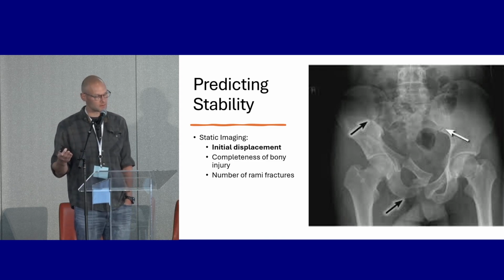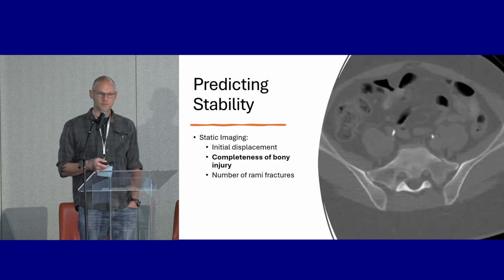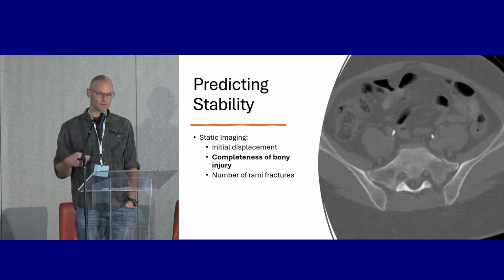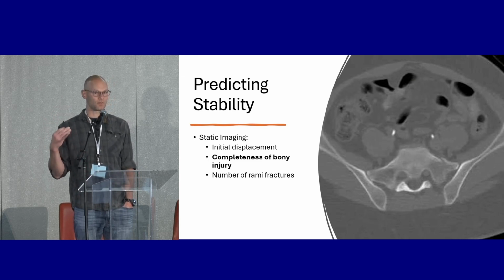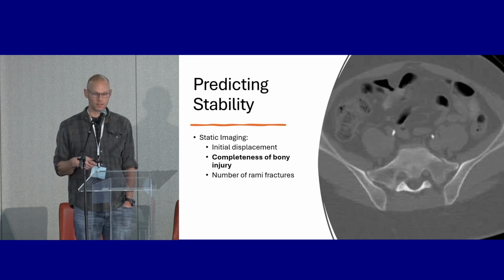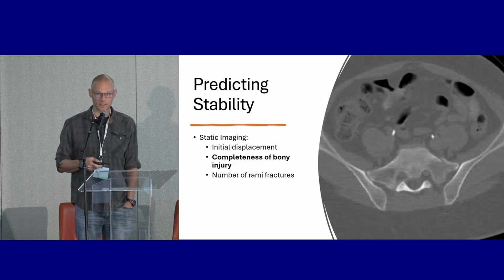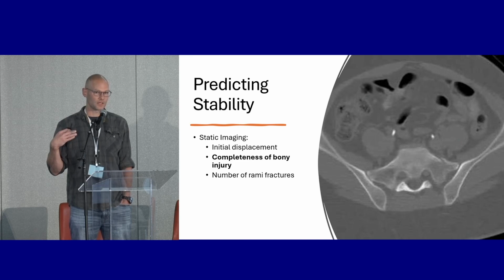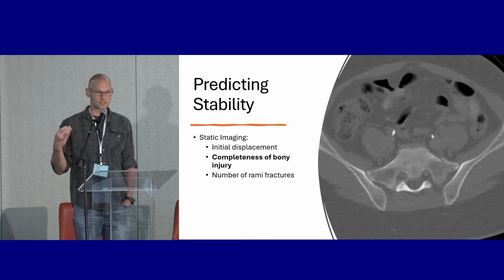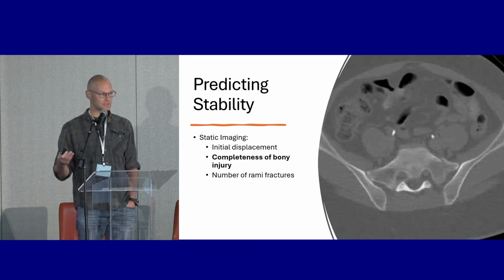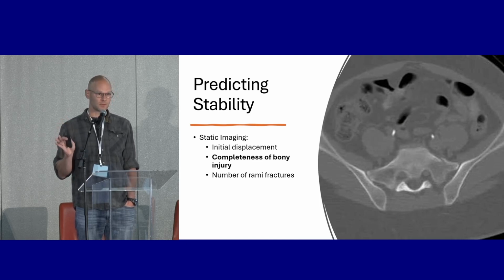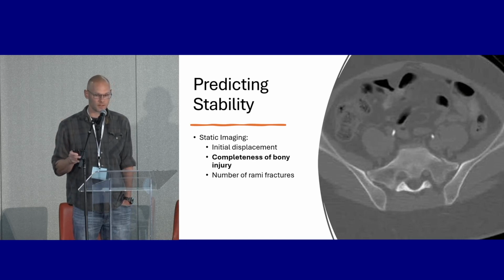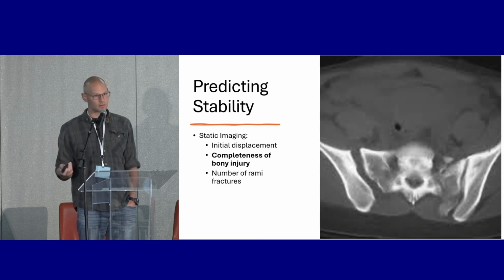So initial displacement. The other thing I ask myself, particularly in the back of the pelvic ring, is the completeness of the bony injury. All right, so this is a sacral fracture, okay, but if you just say that someone has a sacral fracture, that's, for me, generally not enough information to make a conclusion. This is a trivial sacral fracture, okay? This is an incomplete sacral fracture that, to me, is going to be very likely to be stable when this person gets up and walks around. Okay, and this is the other end of the spectrum.